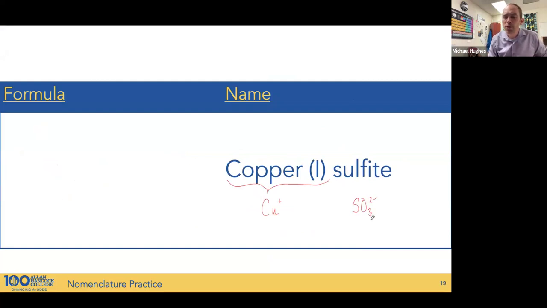So we have our sulfite, SO3, 2 minus. It's going to need 2 plus to cancel out so that the charges sum to 0. So we're going to need 2 copper 1 pluses. So copper I sulfite would be Cu2SO3.